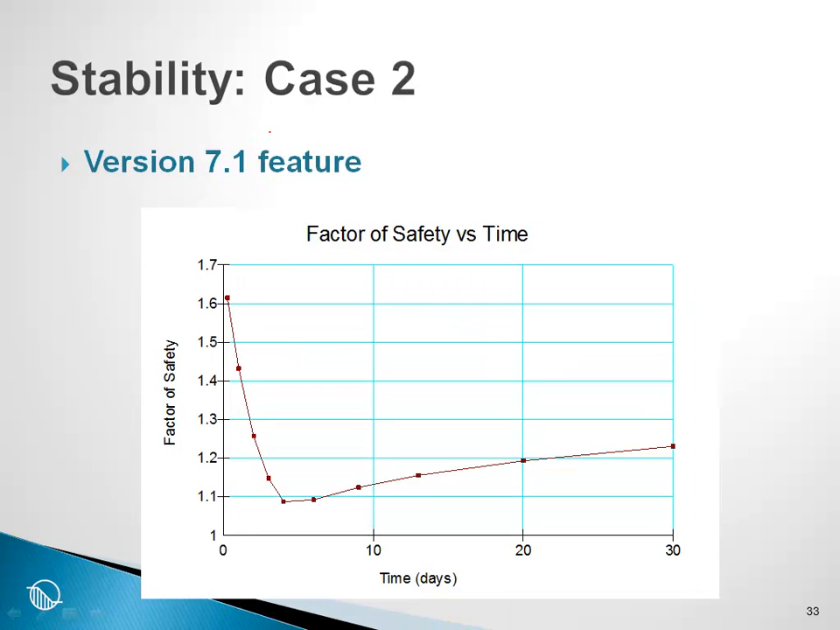And this is probably the more interesting graph in that it shows how the reservoir is drawn down with time. The factor of safety does not fall nearly as low. In fact, it never falls below 1. And I would submit to you that this is a much, much more realistic case than the instantaneous drawdown case. This then brings us to the end of this illustrative example.